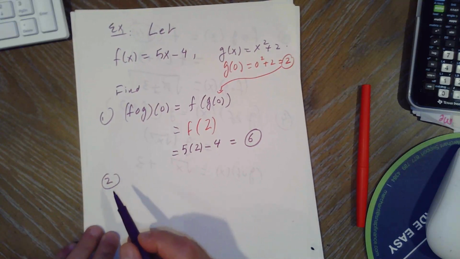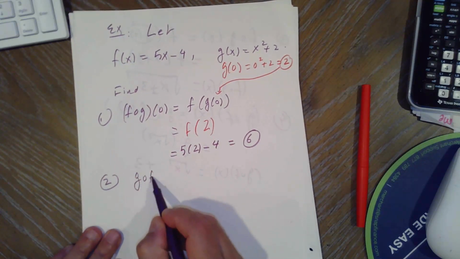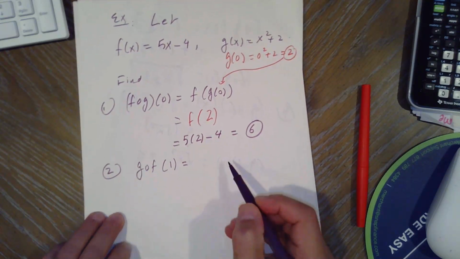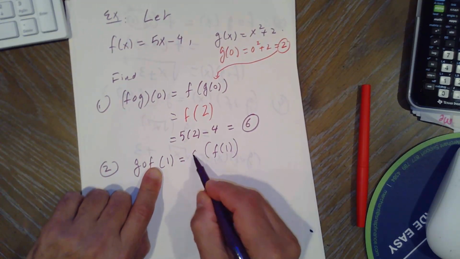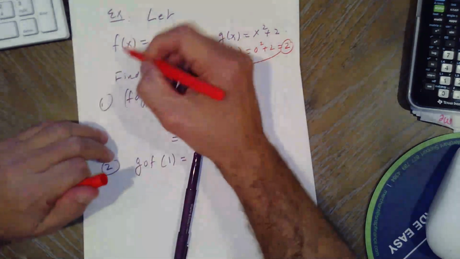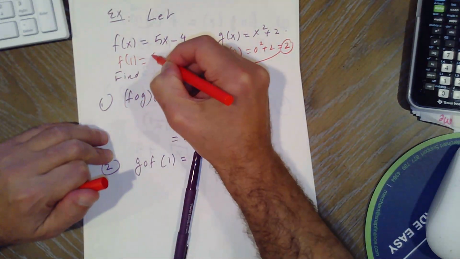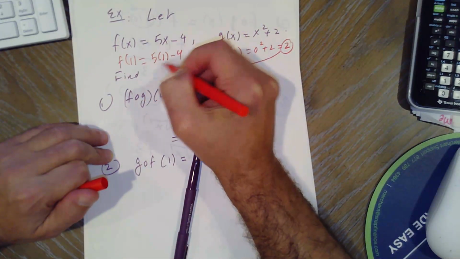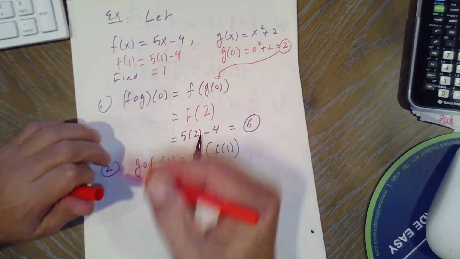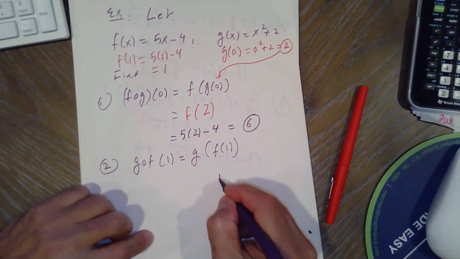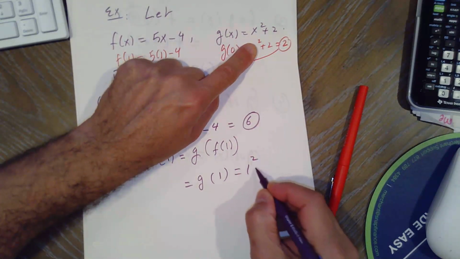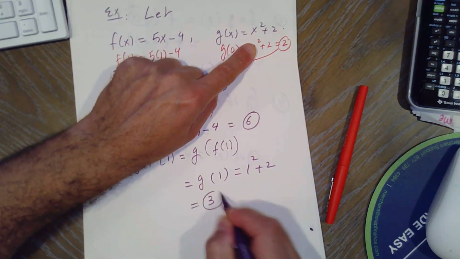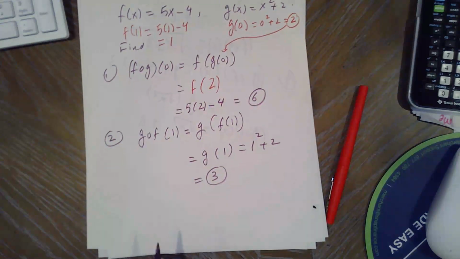Okay, number 2, g composite f of 1. So f is closer to 1, so we're going to do f of 1 and then g of that. f of 1 is 5 times 1 minus 4, which is 5 minus 4, which is 1. So we're going to put in 1 for f of 1. We're going to input that into g, so it'll be 1 squared plus 2, which is 3. 1 plus 2 is 3.